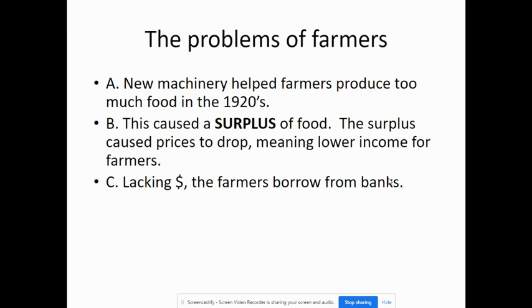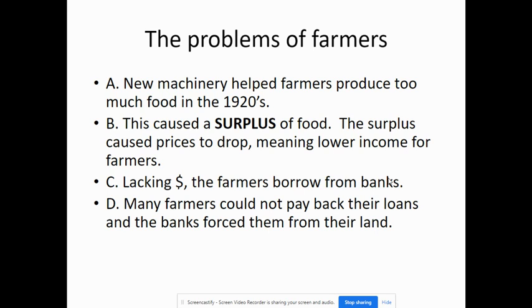Now, if you borrowed money and bought seed with it and then there's a drought, well, then you're not able to harvest anything. And it's kind of like the stock market. If those stock prices go down, if those crops don't grow, you can't make money. And all of a sudden you're in a situation where you cannot pay your bills and you're going to lose your farm. So many farmers could not pay back their loans and the banks will force them from their land.